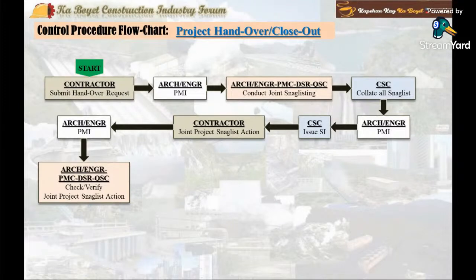On the date specified in the PMI, the consultant, the project architect engineer, the designer, and the QS consultant conduct inspection with the assistance of the contractor, supplier, manufacturer to check and verify if the actions performed by the contractor, supplier, manufacturer are satisfactory or acceptable to close the joint project snag list.